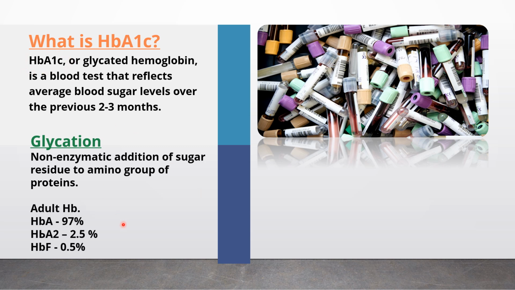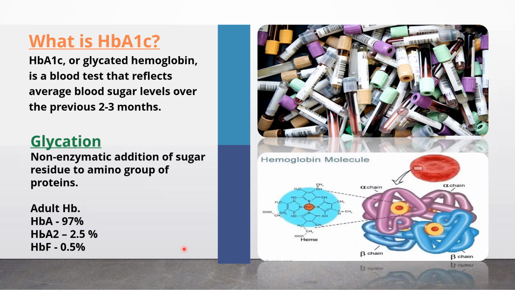Okay. Now let's discuss hemoglobin. In adults, the major fraction is the HbA molecule, which is around 97%. Minor fractions include HbA2, which is 2.5%, and HbF, which is 0.5%. This is the diagram of the HbA molecule, which consists of two alpha chains and two beta chains, and in the center, we have four heme molecules.